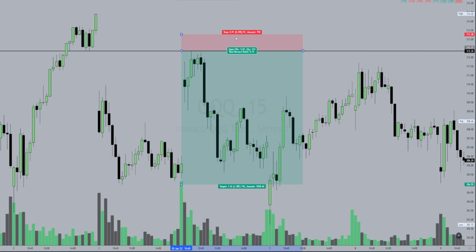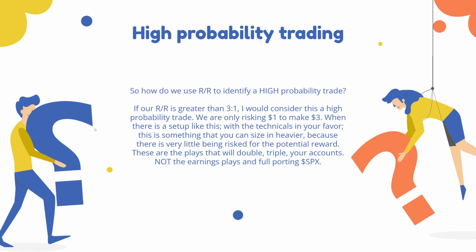All right, cool. So yeah, this is ideally what your risk reward setup should look like. And how do we use risk reward to identify a high probability trade? For me, typically, if your risk reward is greater than 3 to 1, I would consider that a high probability trade because you're only risking $1 to make 3. And when there's a setup like this with the technicals in your favor, obviously things have to line up in your favor.